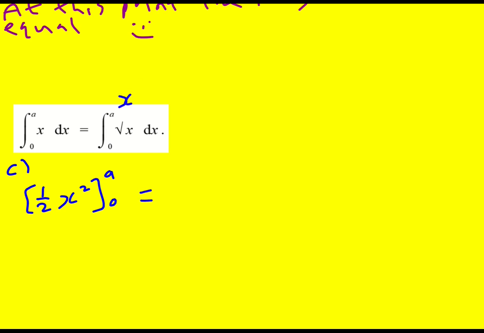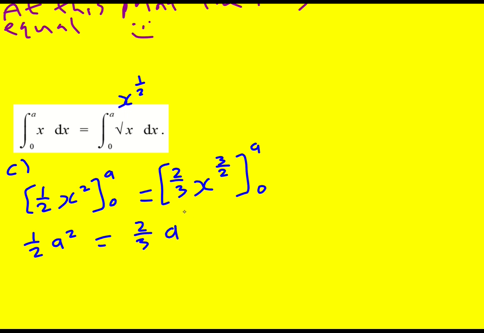Remember, root x is actually x to the half. So increase the power by 1, divide by 3/2, which is the same as times by 2/3. That's our starting point. Now substitute in the limits. Half a squared, we're not going to get any effect from the 0, will equal 2/3 a to the 3/2. I can divide through by a to the 3/2 and multiply through by 2. So I'll get a to the half is equal to 4/3.